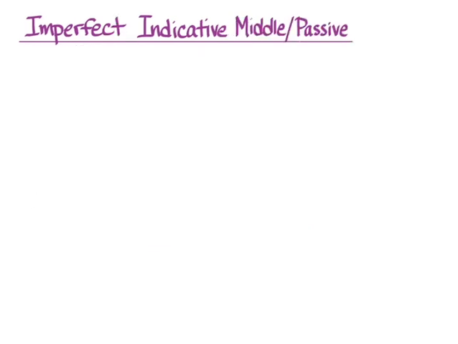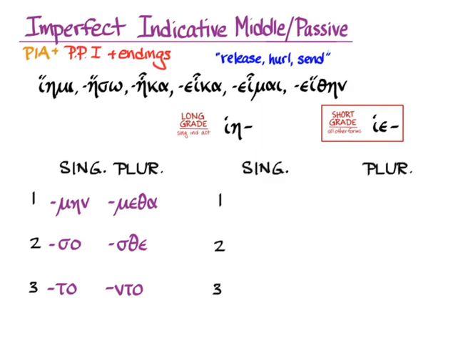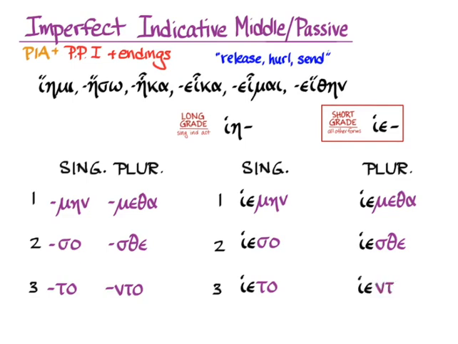When we go on to the imperfect indicative middle passive, we will use the first principal part, but will no longer be active. So now we're only using the short grade stem with the athematic endings, and that gives us ἵέμην, ἵεσο, ἵετο, ἱέμεθα, ἵεσθε, and ἵεντο. And the accent is recessive. Here again, the past indicative augment is, for all intents and purposes, invisible. So I want to note that the first person plural and the second person plural are identical in form with the present indicative middle passive, and context will have to tell you the difference.